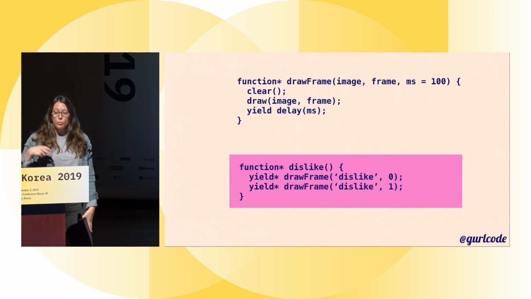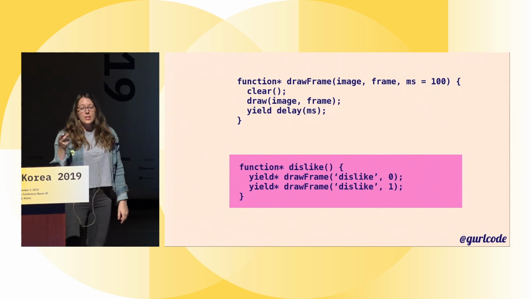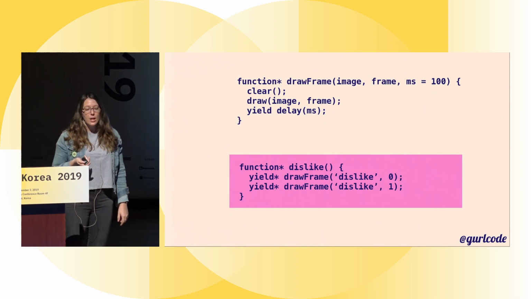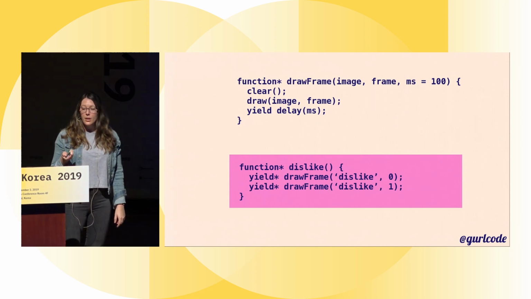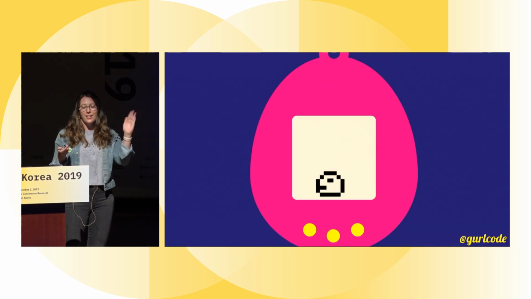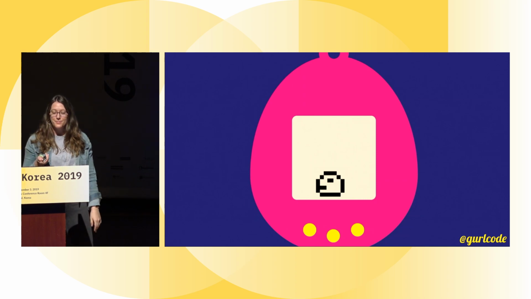And now I can redraw the dislike animation. This is an animation that has 2 frames. You can see this gets a lot cleaner than the code that I had previously. And then here is our Tamagotchi saying, like, nope, I don't like whatever's going on.